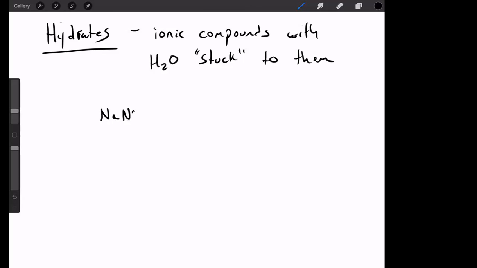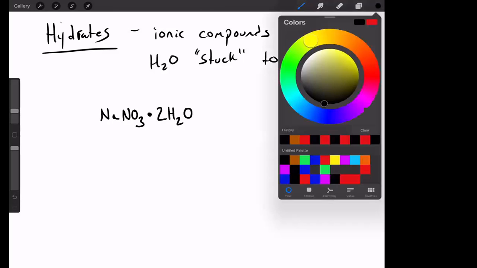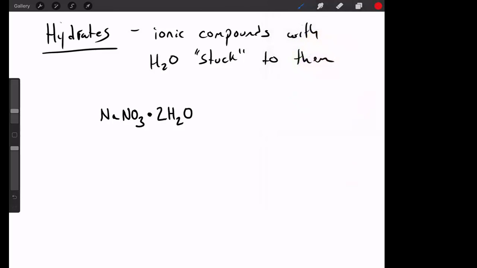Let's have sodium nitrate. And the way that you would write the formula would be to write a dot. This means it's stuck. It's not actually part of the ionic compound, but it's stuck.